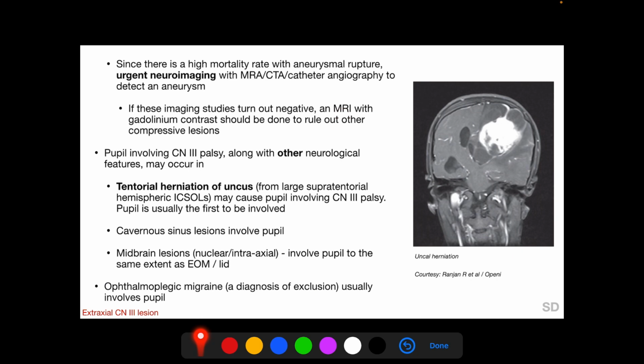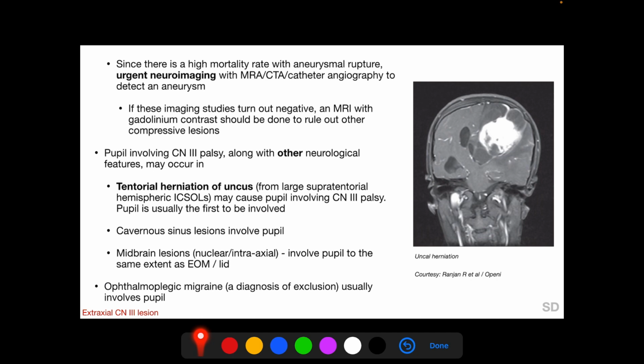These other compressive lesions causing a third cranial nerve palsy involving the pupil usually also have other neurological signs and symptoms, and they include tentorial herniation of the uncus of the temporal lobe from a large supratentorial hemispheric intracranial space occupying lesion. So a hemispheric SOL can cause herniation of the uncus and thus compress the third cranial nerve. And in this situation, the pupil is usually the first to be involved in the resulting CN3 palsy.